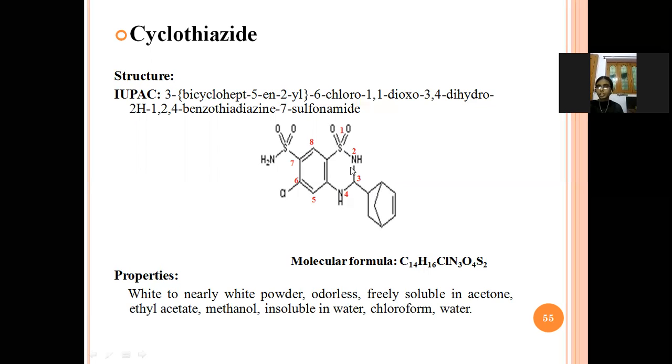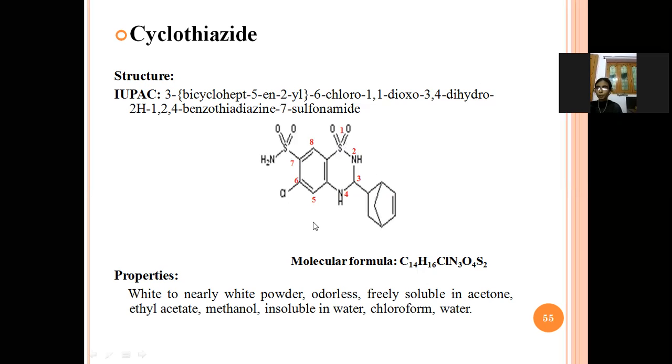See here the structure. This is the structure of the benzothiazine, means 1,2,4 benzothiazine. For this structure, in the 3rd position, the bicycloheptane is there. And in the 6th position, chlorine atom. In the 1st position, 2 oxygen atoms, means 1,1-dioxo and 3,4-dihydro. In the 2nd position, hydrogen. And in the 7th position, the sulfonamide group is there.